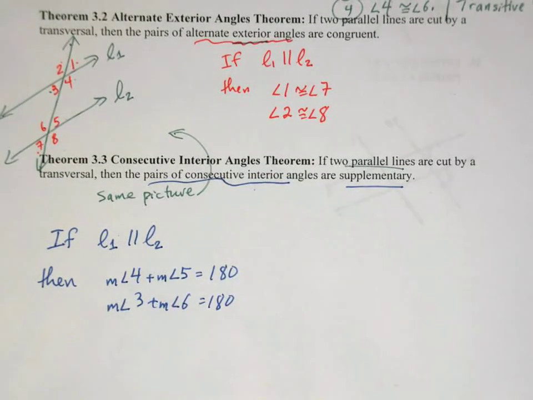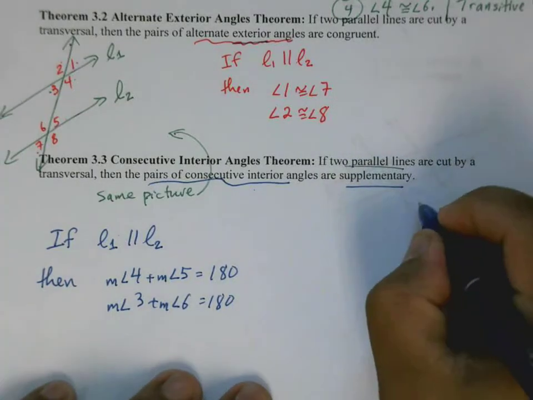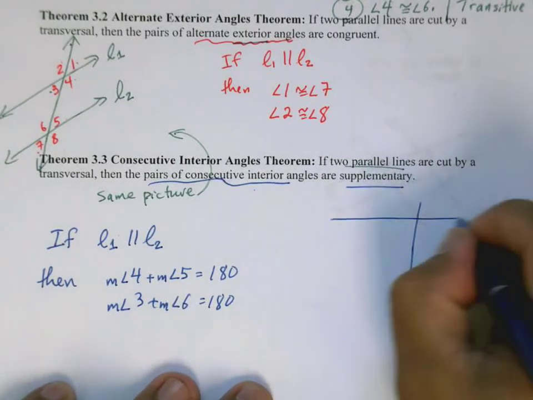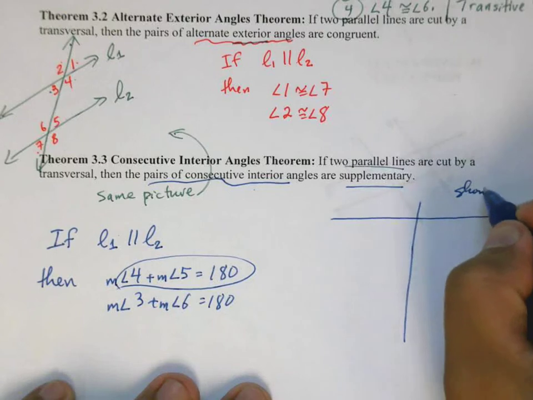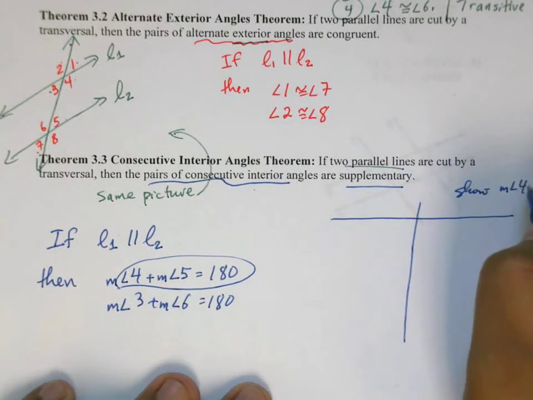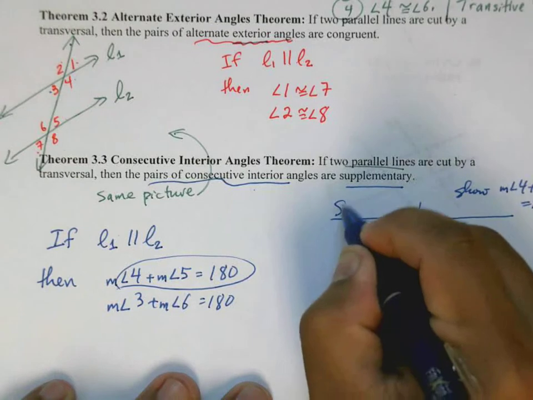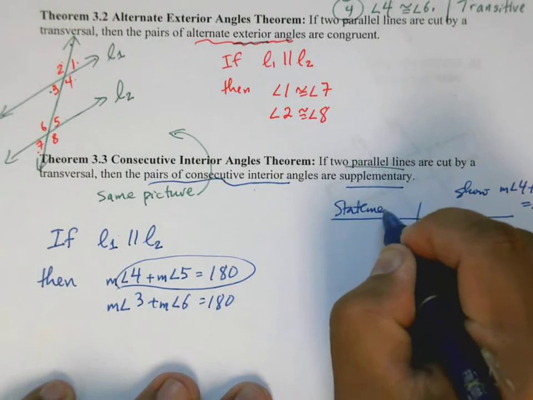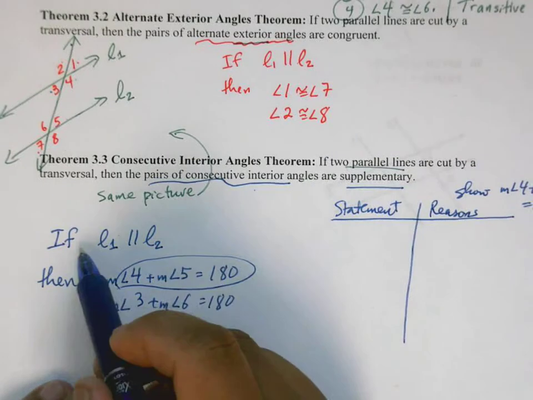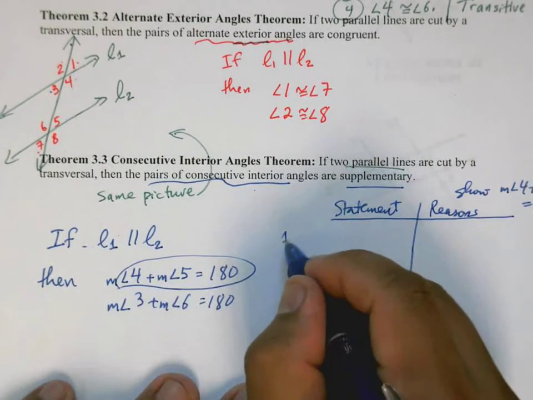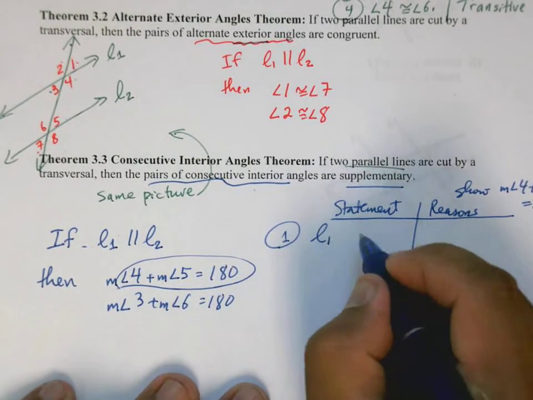So the proof follows like this. We're trying to show that the measure of angle 4 plus angle 5 is equal to 180 degrees. These are going to be my statements, and over here, my reasons. And again, the hypothesis is the given part. So L1 is parallel to L2. That's given.